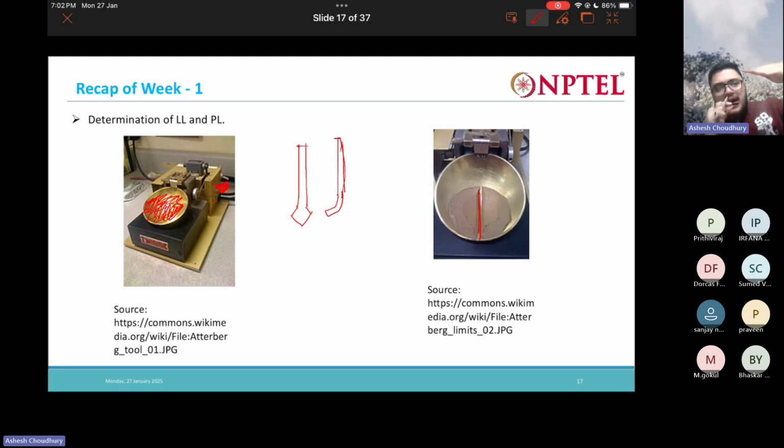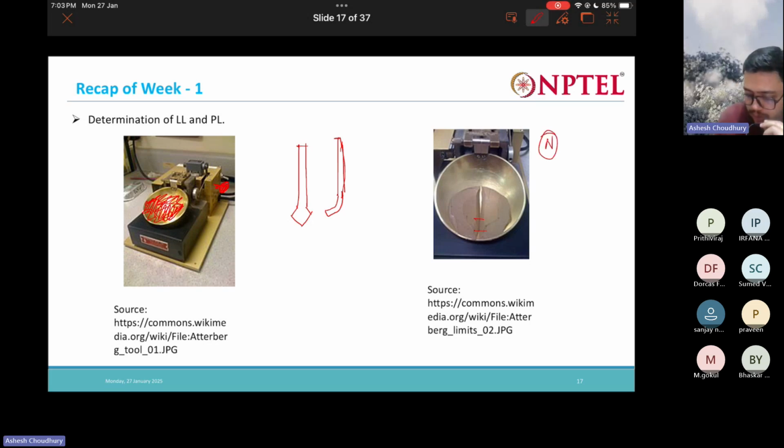By rotating, the cup keeps on hitting like this. The plate goes up and hits like this. You need to count the number of blows till the soil closes up over a certain distance. I don't remember that distance now, but you will see in the textbook what distance it should be. Here you can see that the soil has closed up over a certain distance. So that number of blows you need to mark.